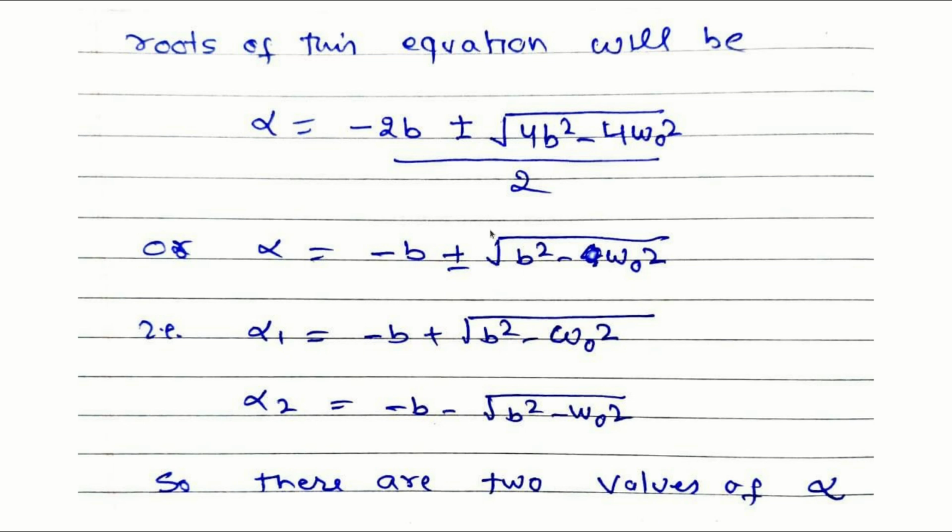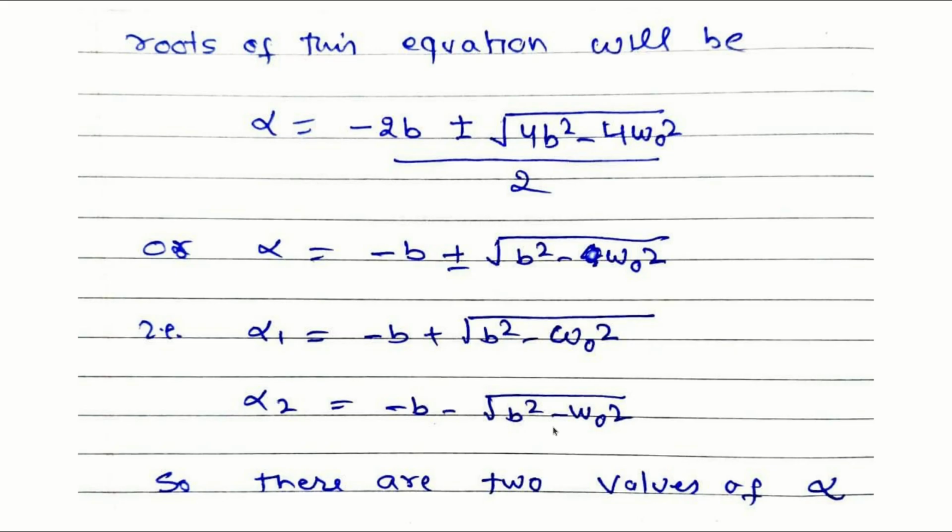So alpha has two values here, one with the plus sign and one with the minus sign: alpha 1 and alpha 2. Alpha 1 can be written as minus b plus under root of b square minus omega naught square, and alpha 2 can be written as minus b minus under root of b square minus omega naught square.